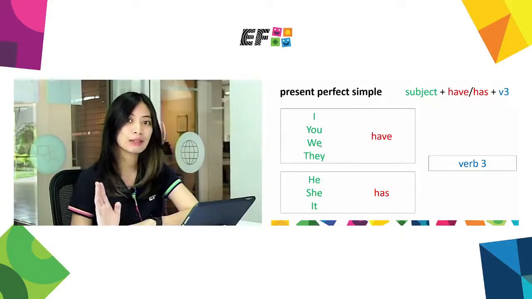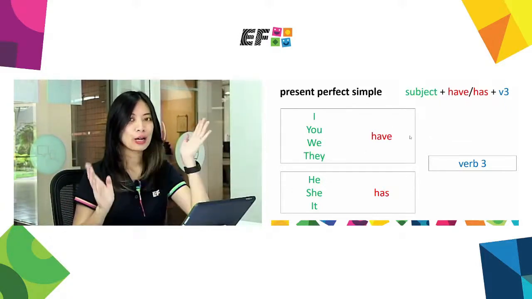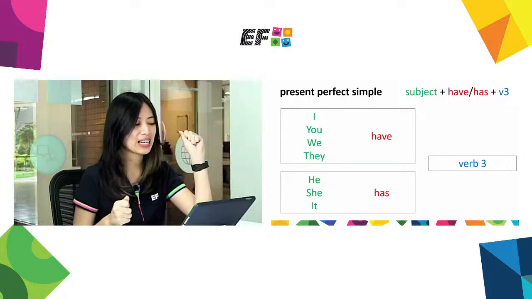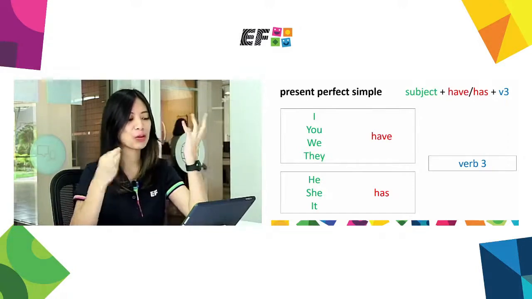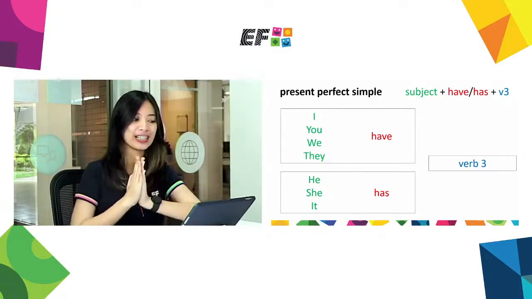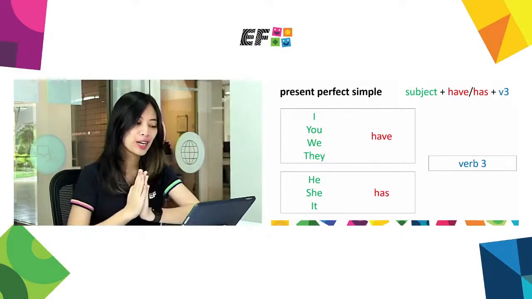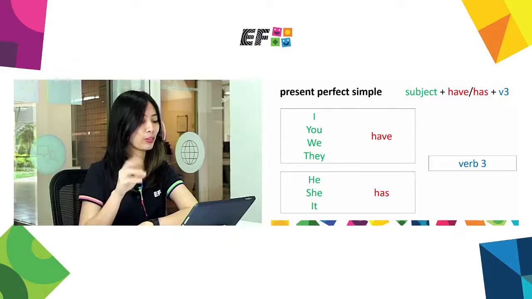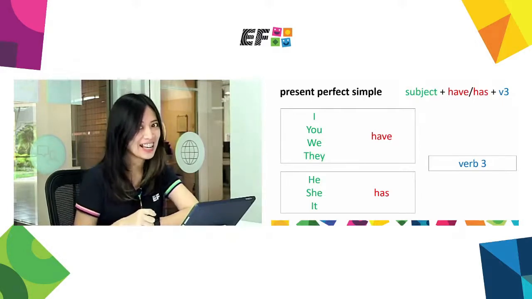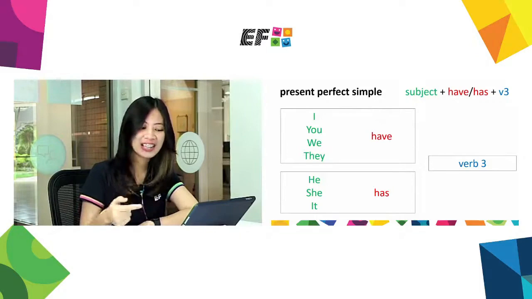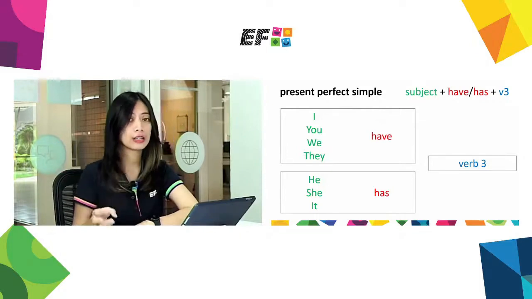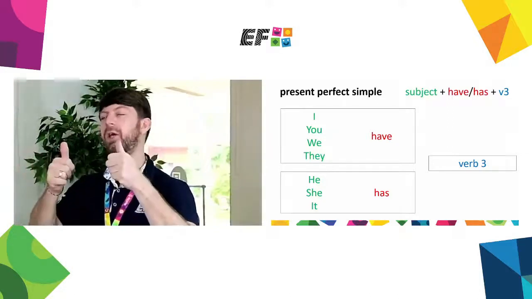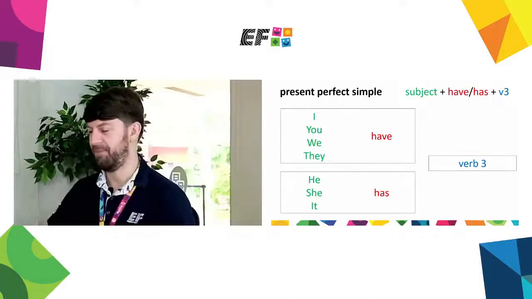Jadi teman-teman tadi dikasih tips juga sama Mr. Ashley untuk kalau seandainya mau kedengeran lebih jago nih bahasa Inggrisnya, itu bisa juga digabung. Jadi kalau seandainya teman-teman mau bilang I have, you can use I've, right? And then you have, you've, and then we have, we've, and then they have, they've. Okay, nice. Yeah. He has, jadi his, she has become she's, and then it has become it's. That's right. But they are both correct. You can say I have, that's okay, or you can say I've. Yes, yeah. Bisa dua-duanya.